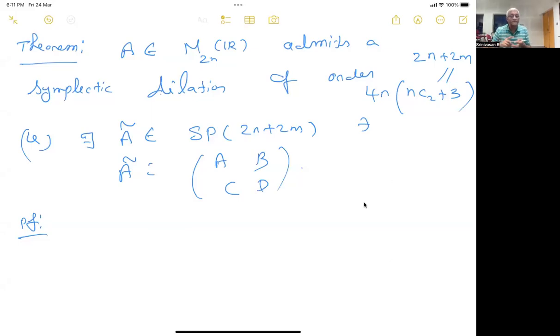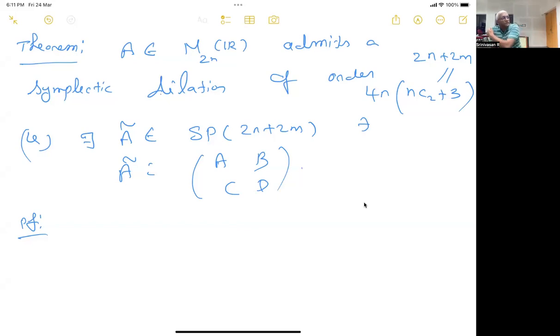Okay, so we stated this theorem last time and we want to prove it now. We went through some lemmas, nearly 5 or 6 lemmas. The theorem just says that if A is any 2n cross 2n matrix, then we have a symplectic dilation for that. And the order of the dilation is going to be of order 2n plus 2m, and that number is 4C2, it's a big number.